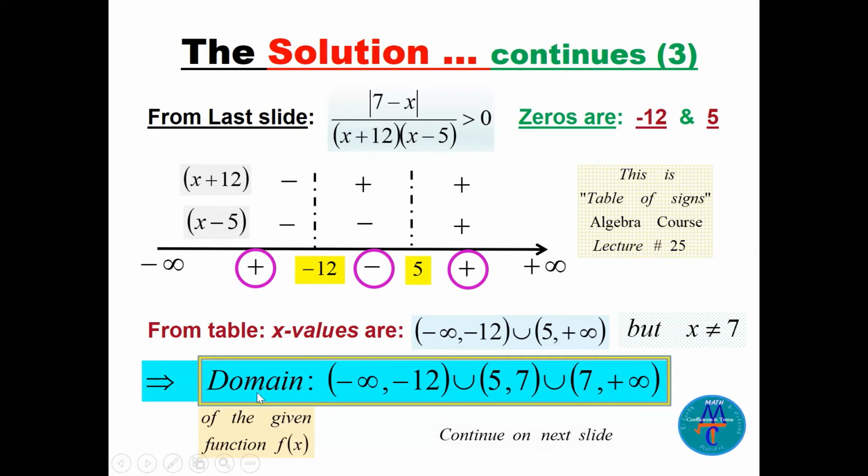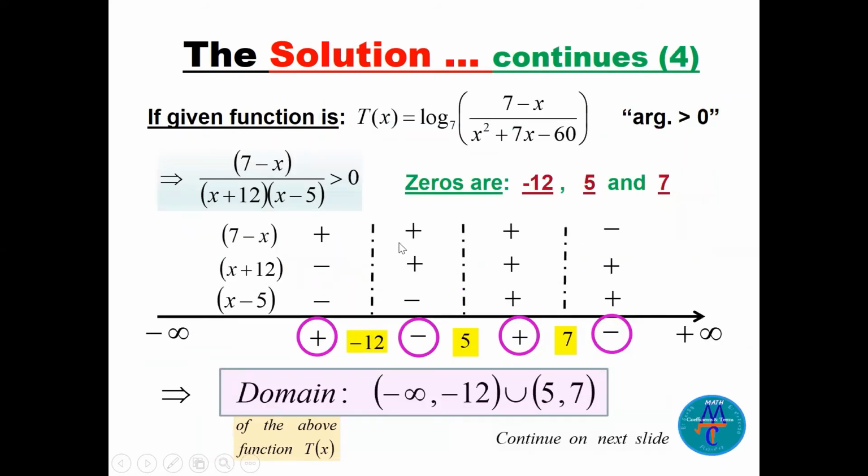So the final domain of the given function f will be minus infinity to minus 12, union 5 to 7, union 7 to infinity, and there is open here at 7. That means 7 is not included, 5 is not included, minus 12 is not included also.